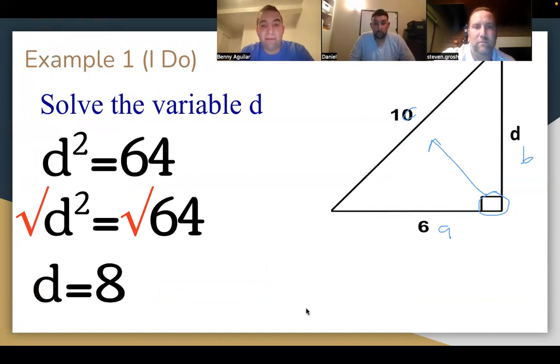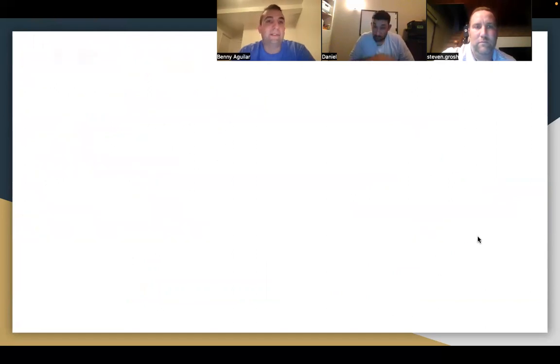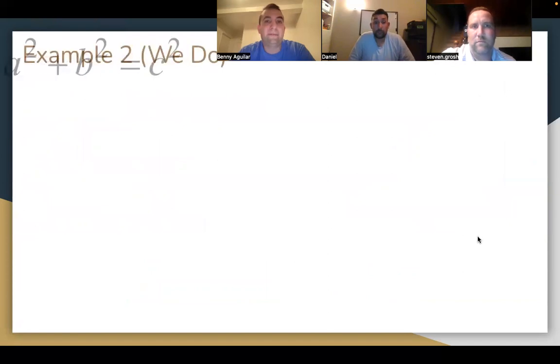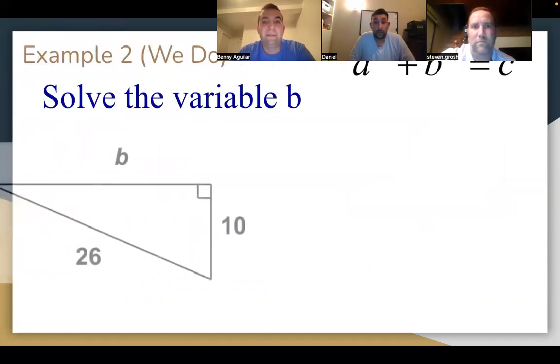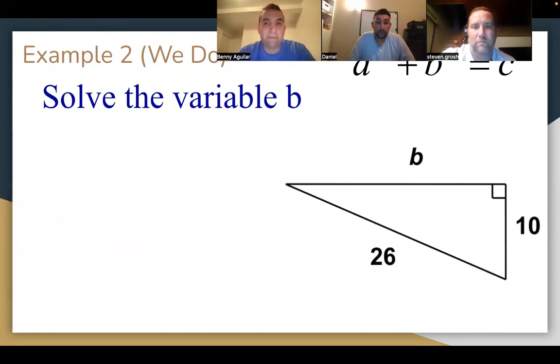Now we're going to do a we do, where you're going to follow and we're going to do it all together. So get yourselves ready. Here's the we do. What's the first step I'm going to do? Here's our triangle. What's the first step? I think the first step is going to be to identify what A is and what C is. We already know that C is the hypotenuse. We've already determined that it's going to be across from the right angle. So it will be safe to assume that 26 will be C. And then just through deductive reasoning alone, it lets us know that 10 is the A.